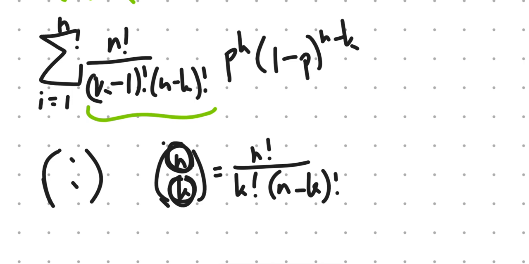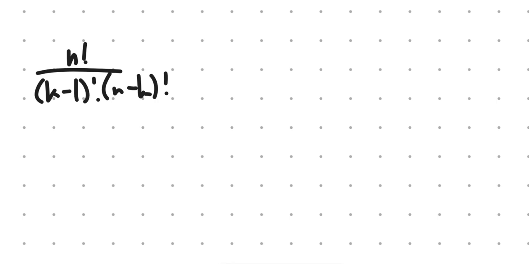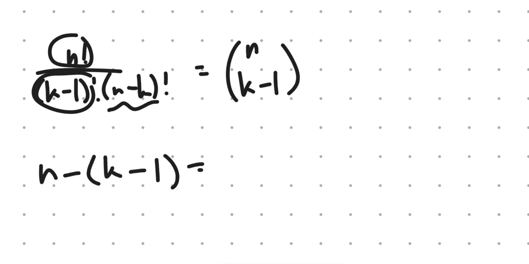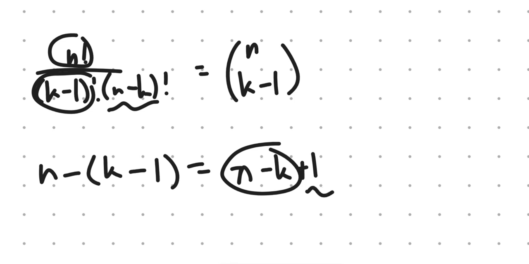And over here, I'm going to make a new page and show you how to do it. We have the n factorial, so we can already write the n. And now we have the k minus 1. We have to check whether n minus (k minus 1) is n minus k. Now n minus (k minus 1) is n minus k plus 1. Well, n minus k is true, but we don't have the plus 1. So we have to do something about it.